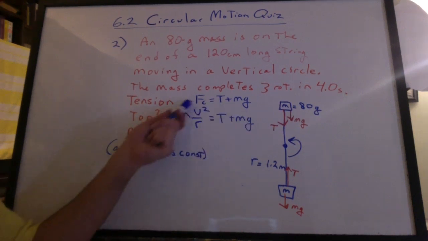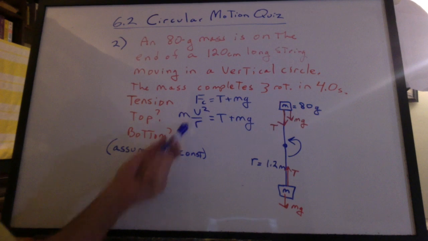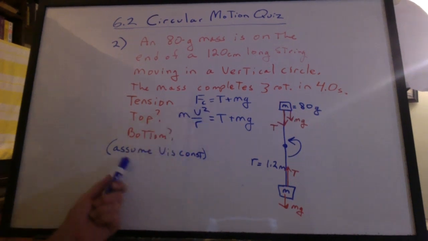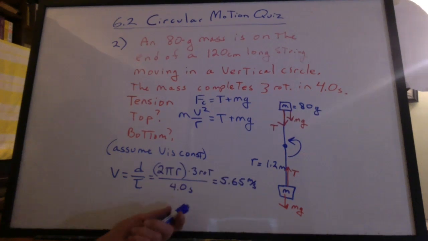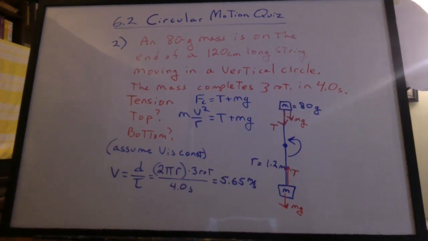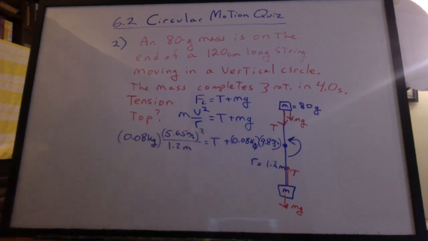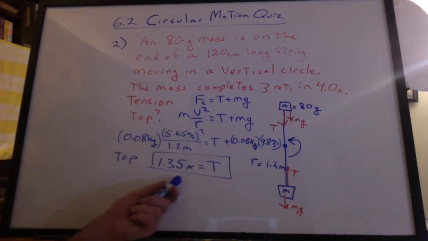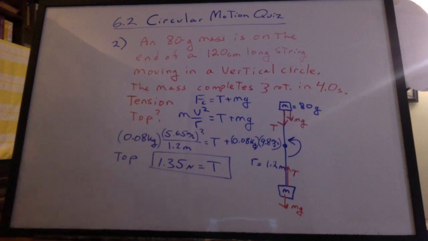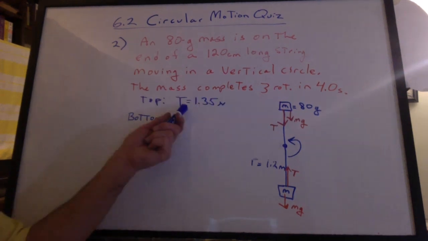And we know that the FC is mv squared over r. Well, how do you get v? Distance over time. We get 5.65 meters per second. Plugging in all the values, we can now solve for T. We get 1.35 newtons for the tension at the top. So that's the tension at the top.